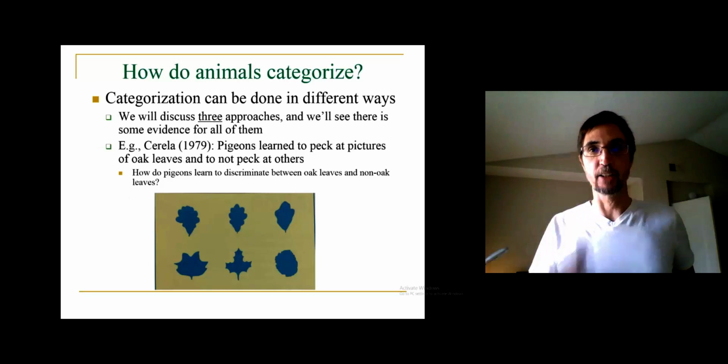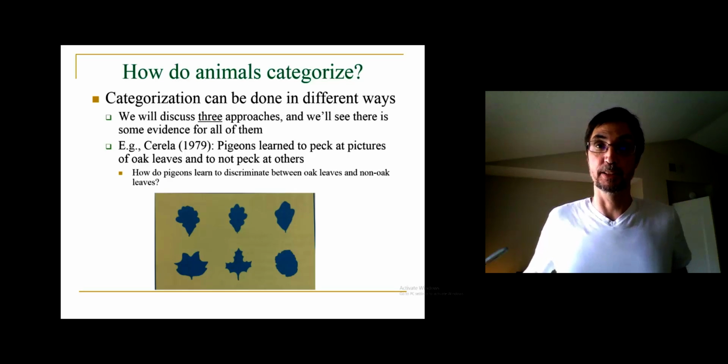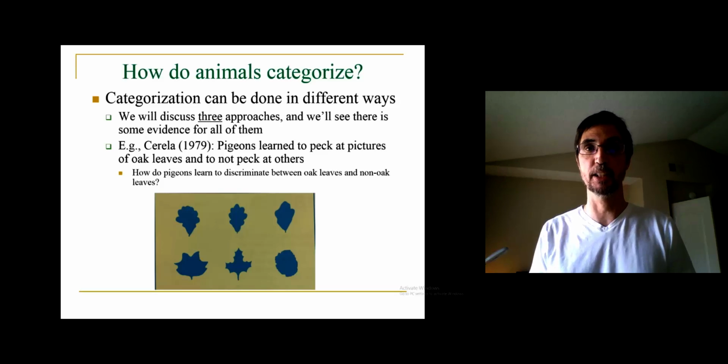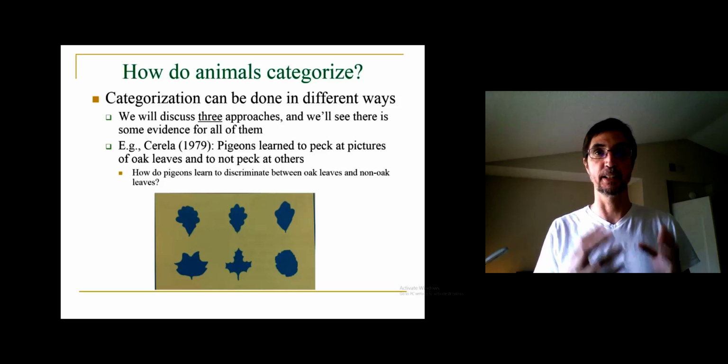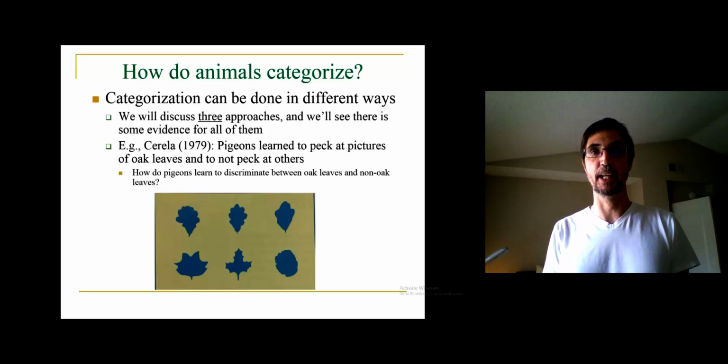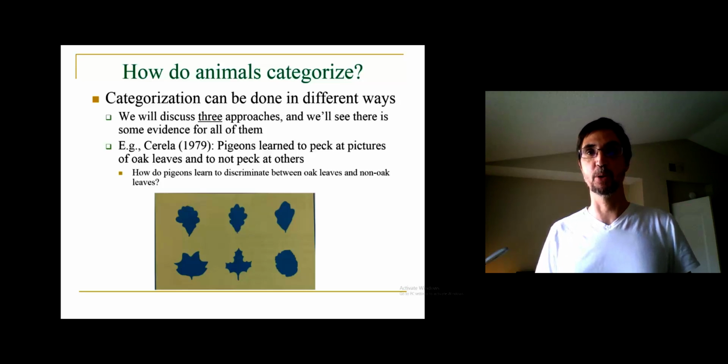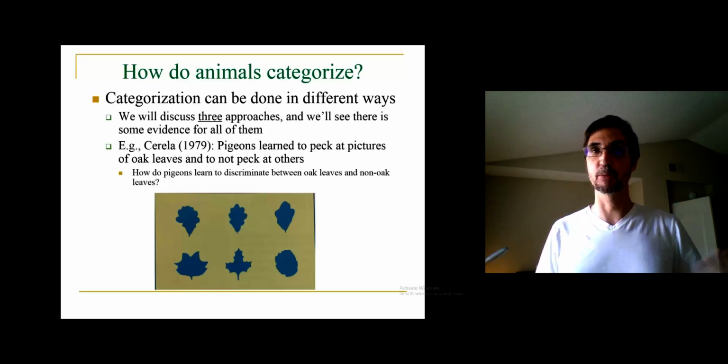So how do animals categorize? As I just suggested, categorization can be done in different ways. The processes by which animals and humans assign things to categories can differ. We're going to discuss three approaches, and we will see that there is some support for each of these theories. So they might all be true, and animals may use different processes under different situations.